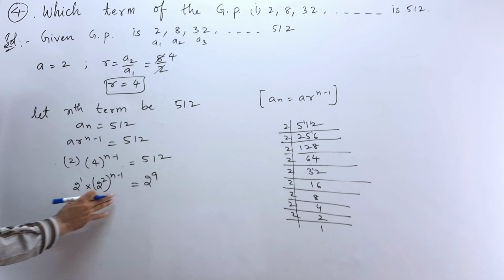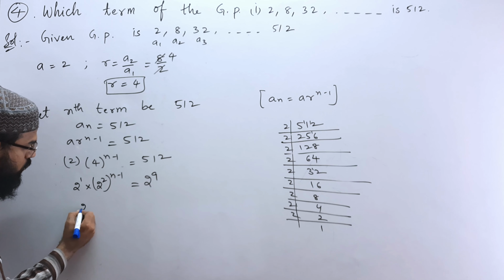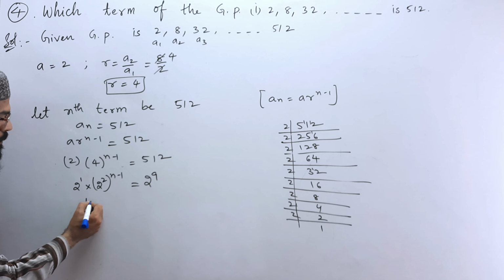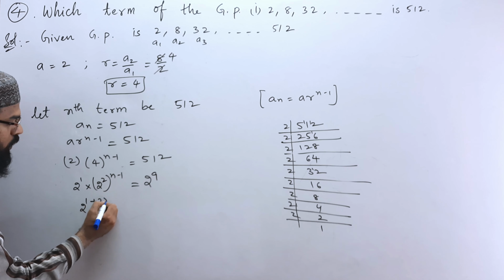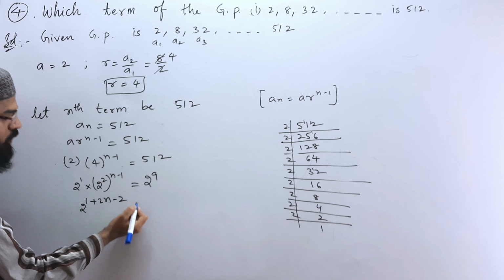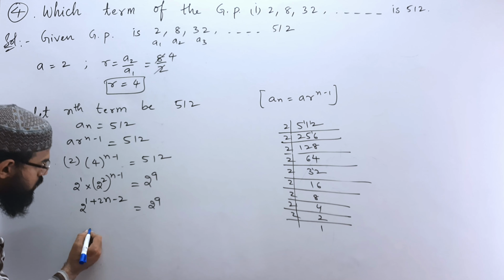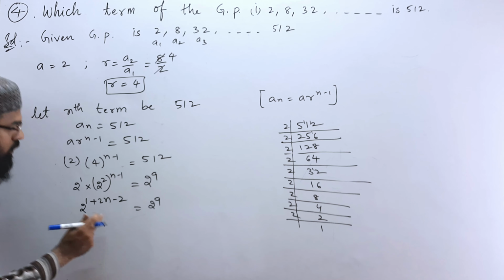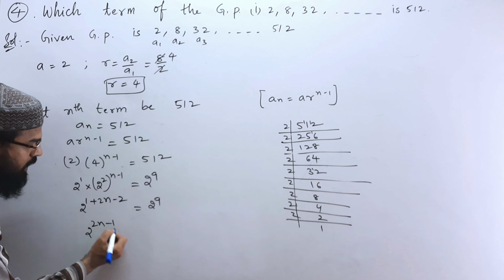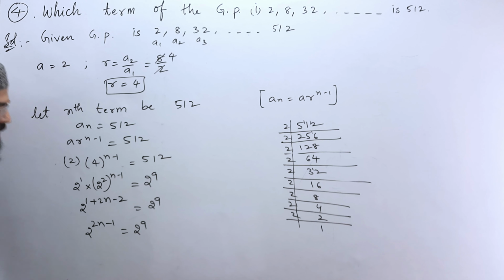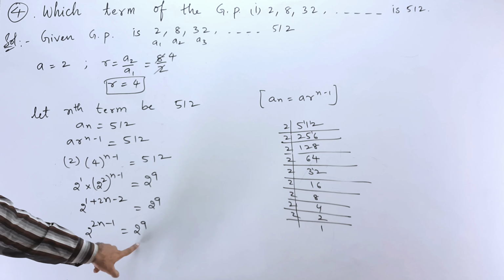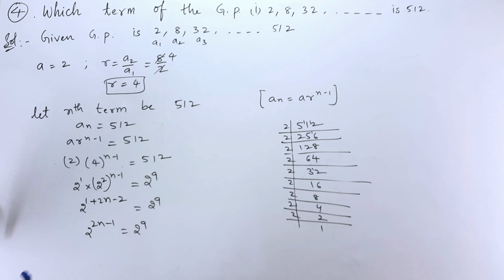When the bases are the same, powers should be added. So 2 to the power of 1 plus 2n, 2 to the power of 2n minus 1, is equal to 2 to the power of 9. 1 minus 2 is minus 1. When the bases are equal, powers should be equated. So we can write 2n minus 1 is equal to 9.